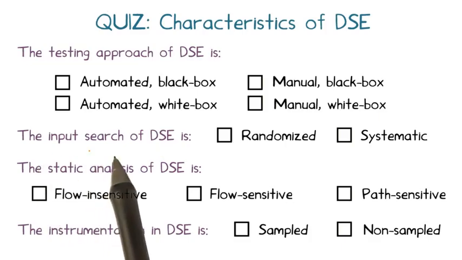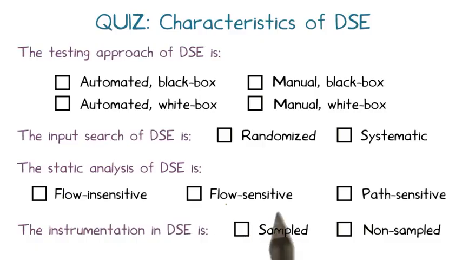The input search strategy that DSE uses is randomized or systematic. What is the sensitivity of DSE to program structure? It is flow insensitive, or it is flow sensitive but not path sensitive, or it is path sensitive. Which of these best describes the instrumentation performed in DSE, sampled or non-sampled?